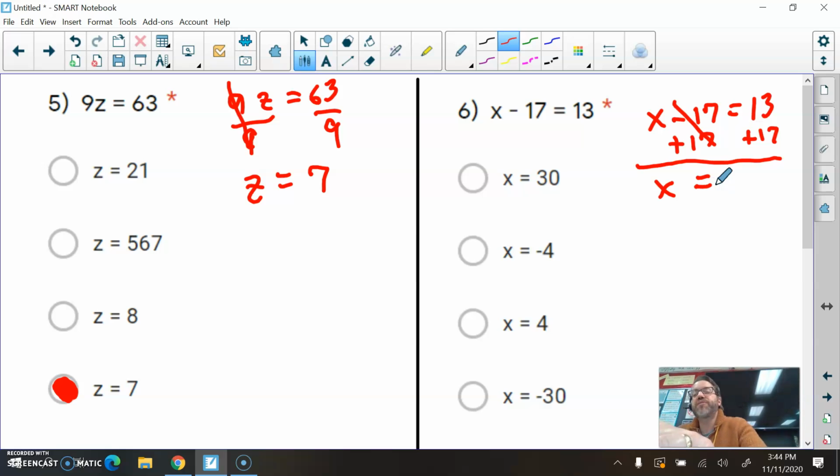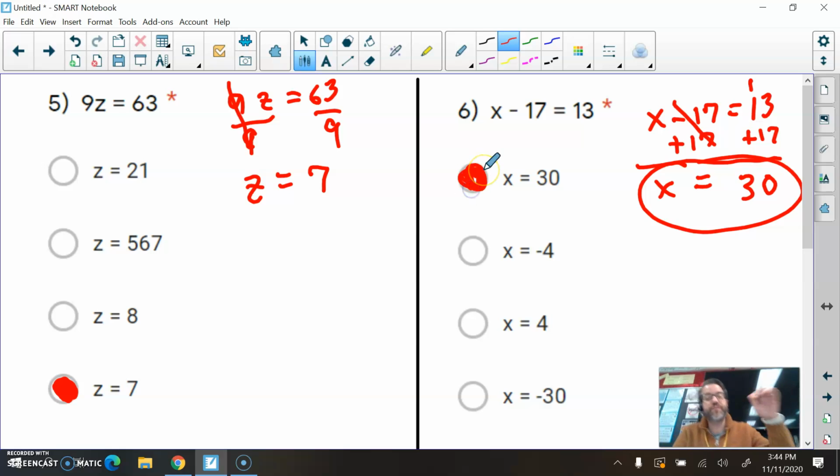X equals 13 plus 17. 7 plus 3 is 10. Carry the 1. 1, 1, 1, that's 3. X equals 30. Is that one of my choices? Yes, it is right there.